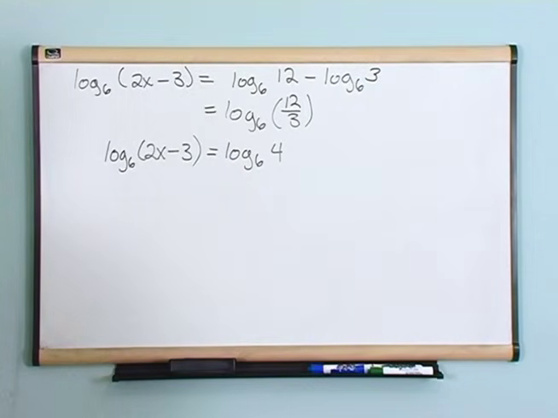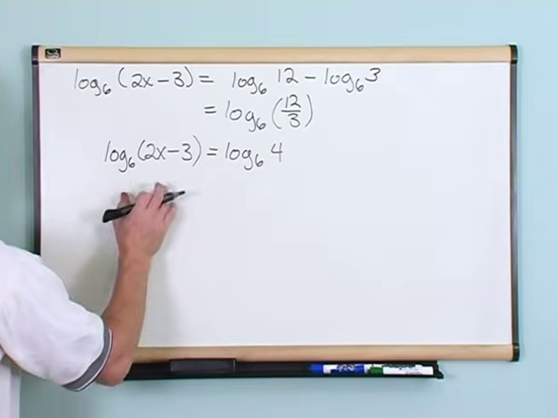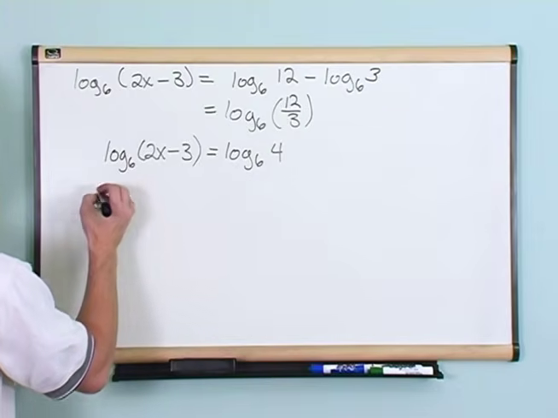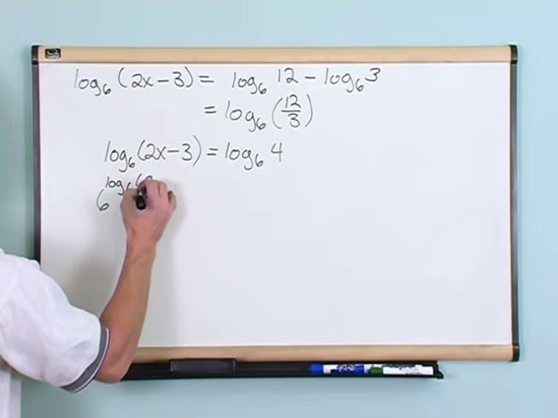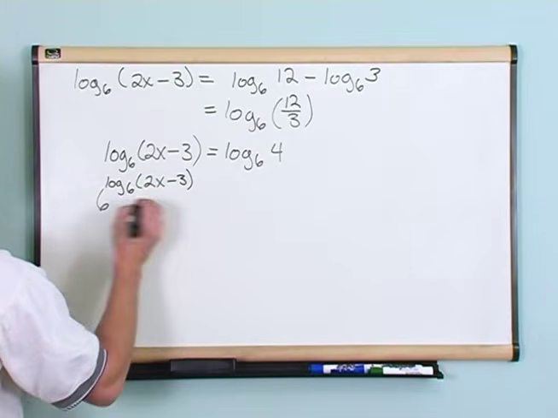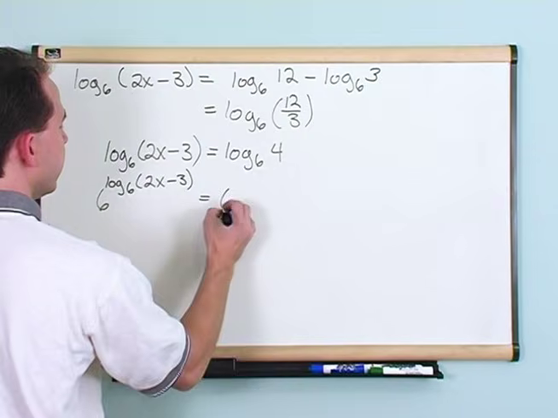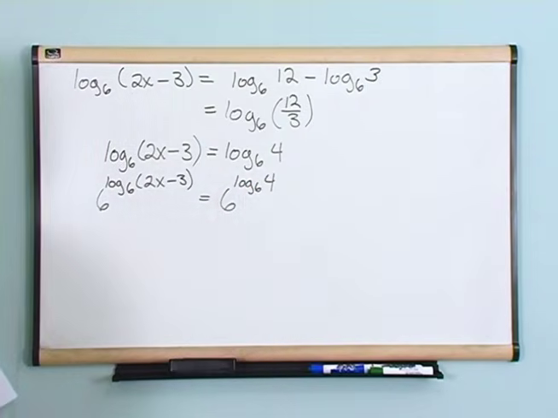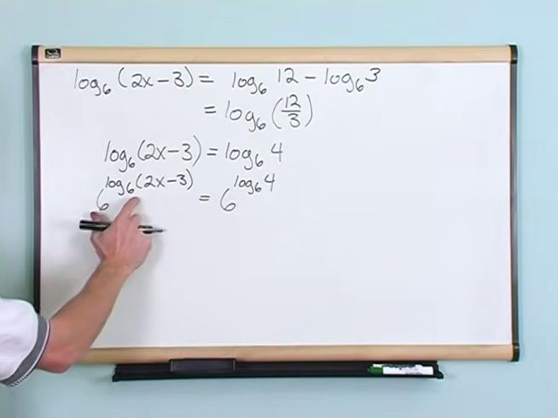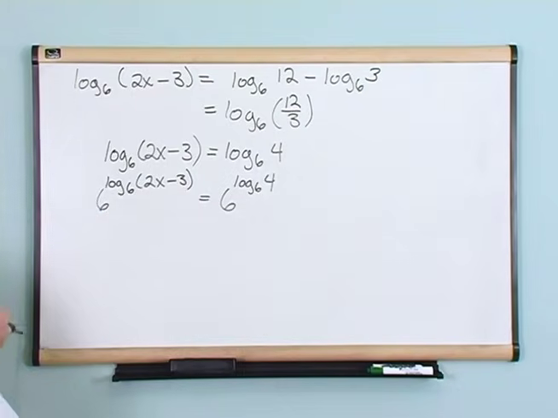Okay? Now I'm going to do something you probably have never seen before. I'm going to put both sides of the equation in the exponent of the number 6. So I'm going to write it like this. 6 to the 2x minus 3, this is all in an exponent up here, equals 6 to the log base 6 of 4. There's a very, very good reason why I did that. The reason is the opposite of a log is an exponent when the same base is there. We had just talked about that before.